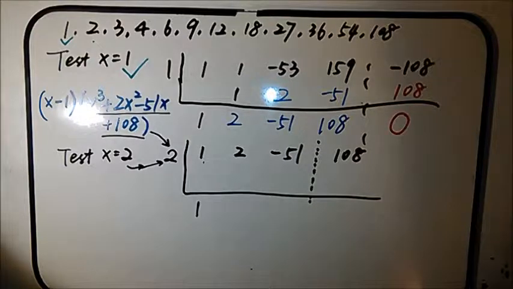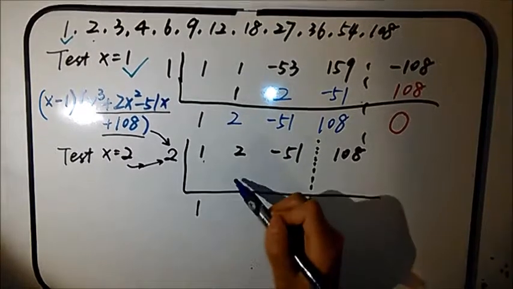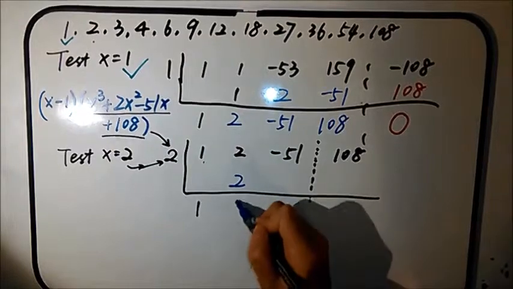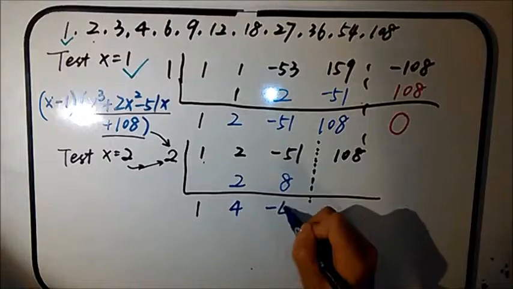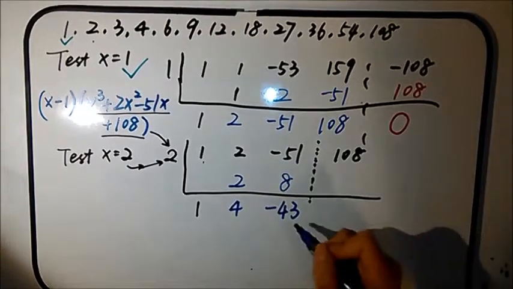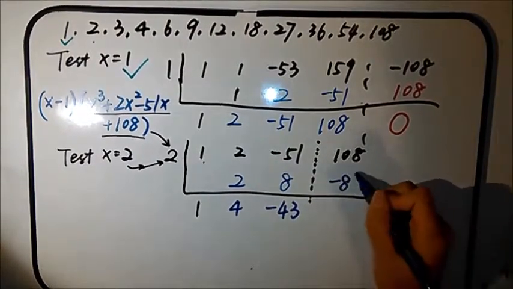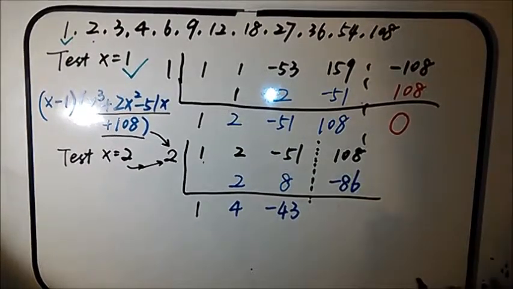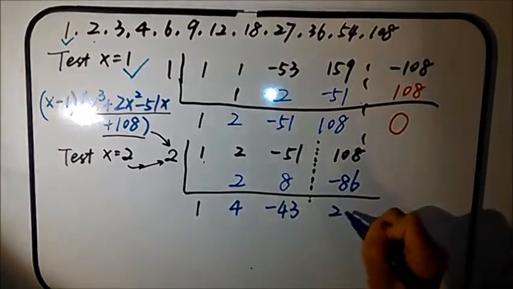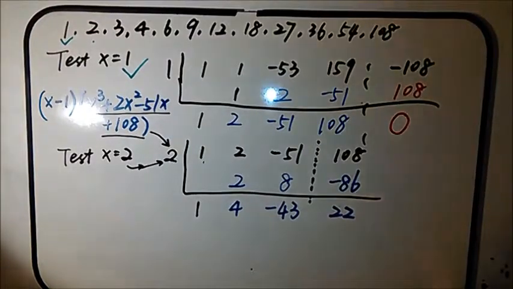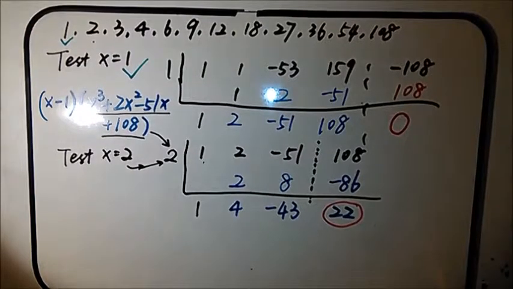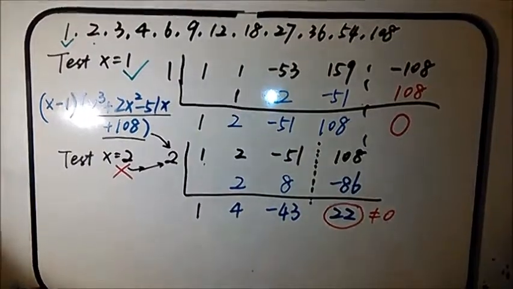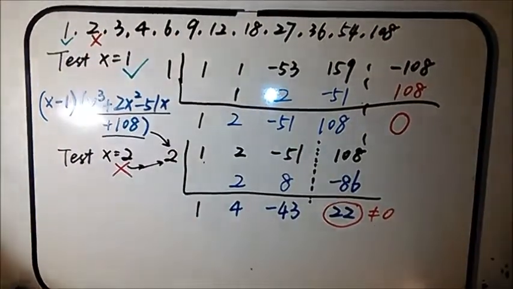And 1 times 2 is 2. Okay, 2 plus 2 is 4. 4 times 2 is 8. Negative 51 plus 8 is negative 43. Negative 43 times 2 is negative 86. 108 plus negative 86 is 22. Aha! Now, since this remainder is not 0, x equals 2 is not a root. So we're going to get rid of that and try another one.